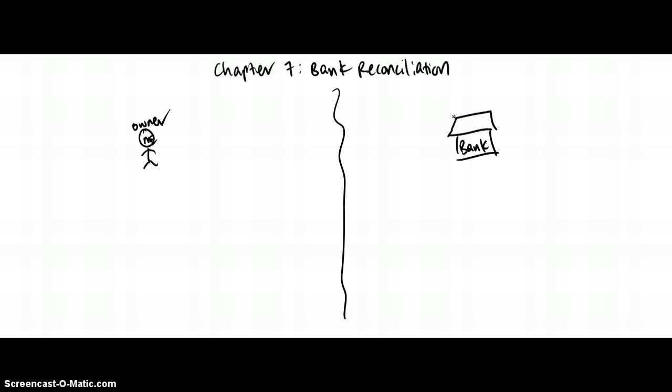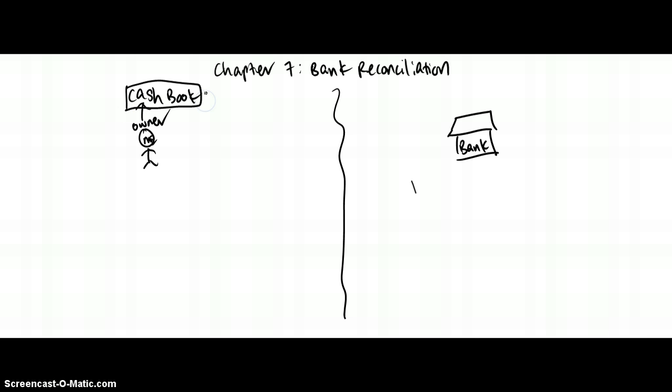Now there are many transactions that go on in a day, in a week, and in a month. Many of these transactions would be related to the bank. In my company, that's me here, the owner, I will record all these bank related items in what I call the cash book. And you should know this by now. That's in chapter 6.